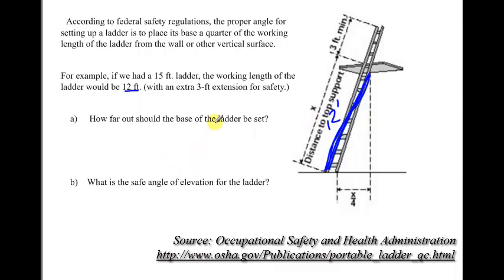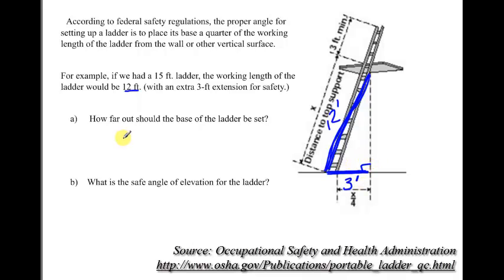How far out should the base of the ladder be set? Well, back up here, it's got to be a quarter of the working length. So if this is 12 feet, we're going to divide that so that we can get a quarter of that length. So 12 divided by 4 is going to make this safe distance here on the ground 3 feet. And of course, this is a right angle. So we know 3 feet out, and we have a right angle. What is the safe angle of elevation?